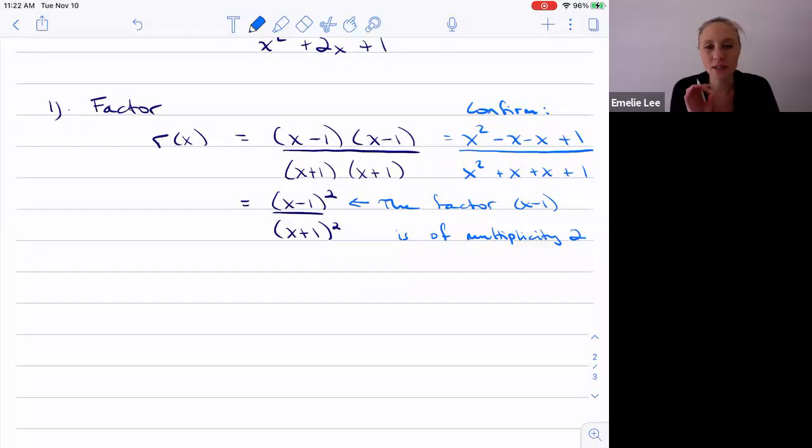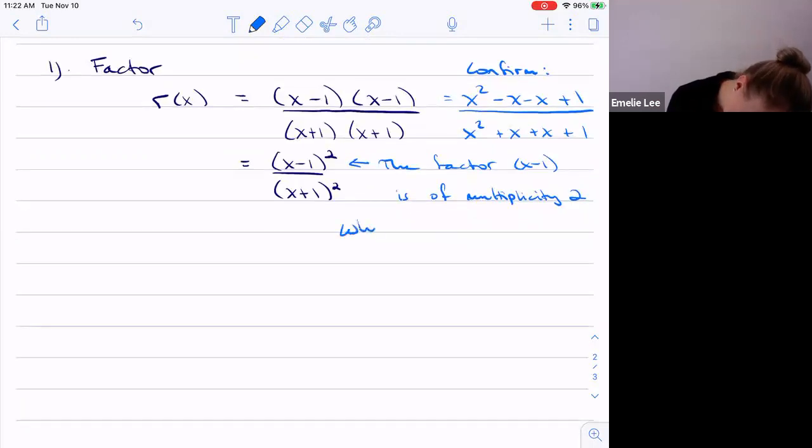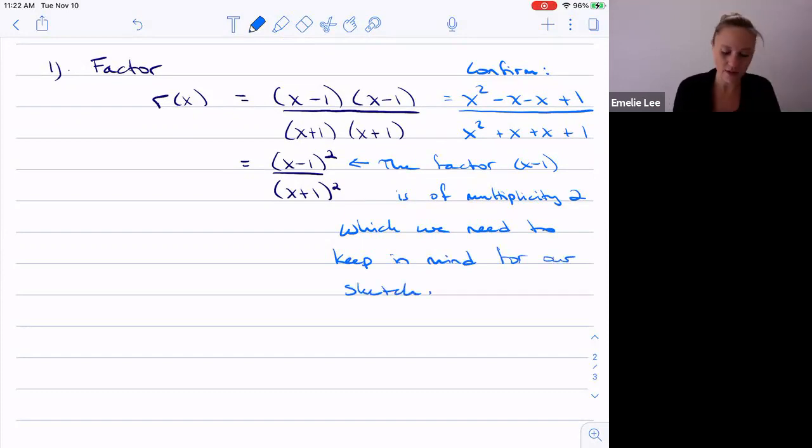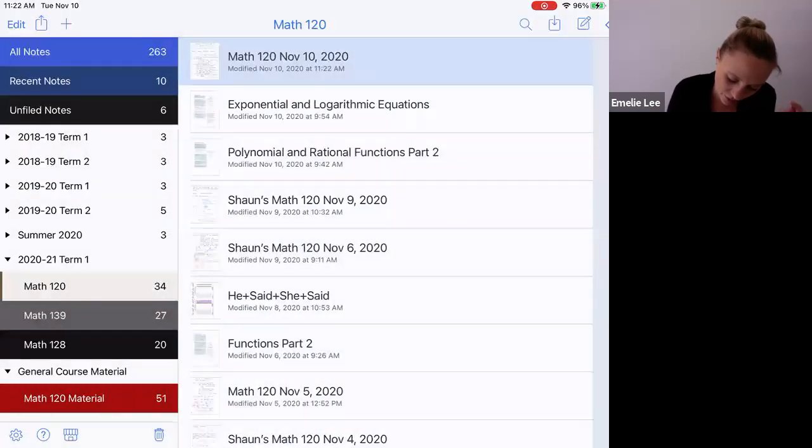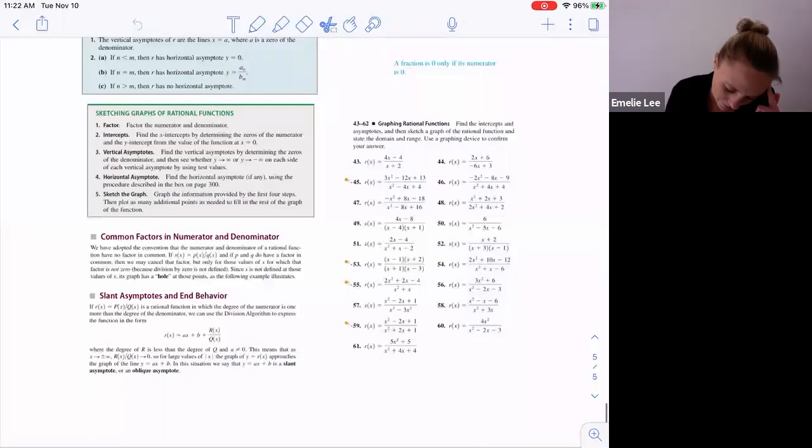So we're going to see how to deal with this, and it shows up in our sketch later, which we need to keep in mind for our sketch. The reason is from section 3.2, we kind of glossed over it because we didn't need it back then.